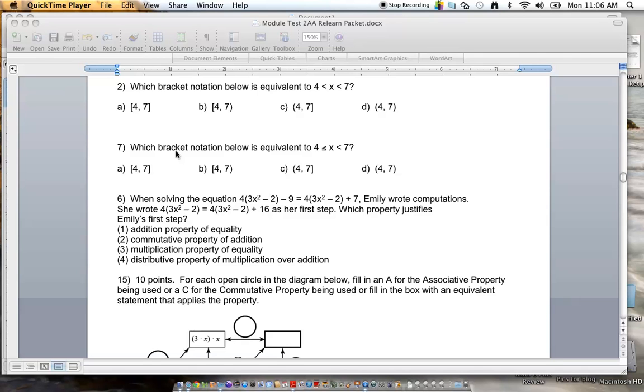Okay, so I'm not exactly sure why I grouped these together the way I did. I made this Relearn packet last year. I must have had a reason. Doesn't seem to make much sense to me now. But let's go through and answer these questions real quick.